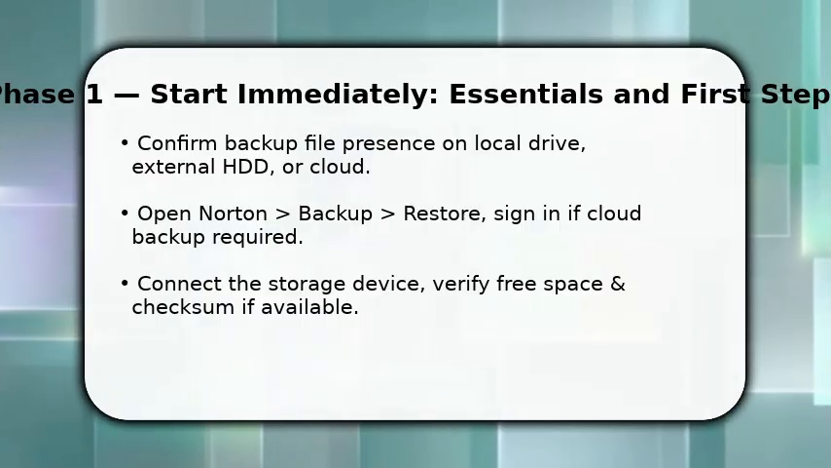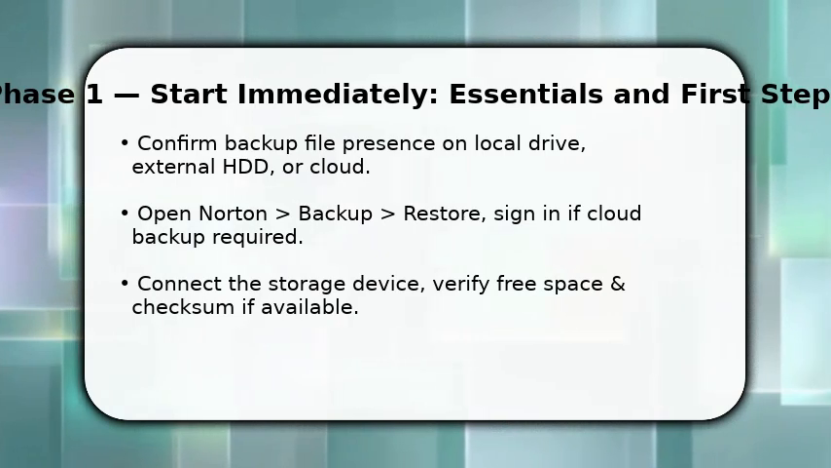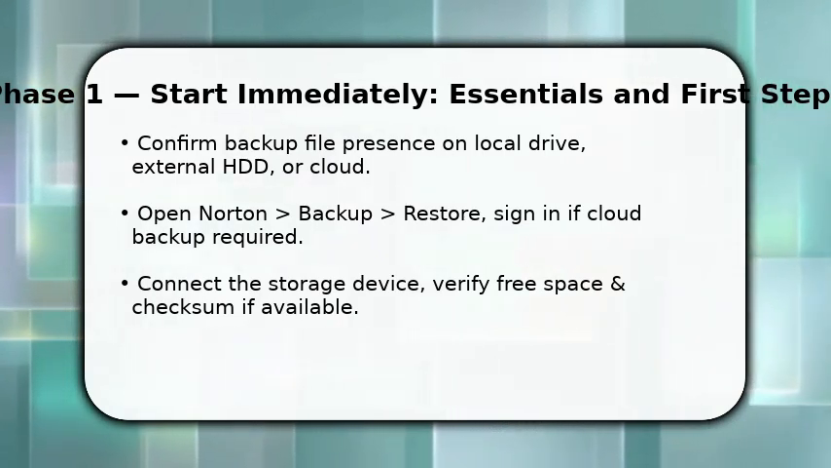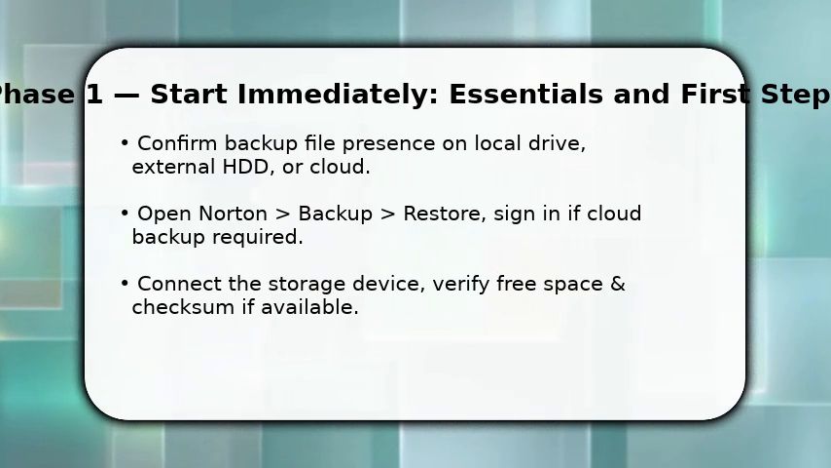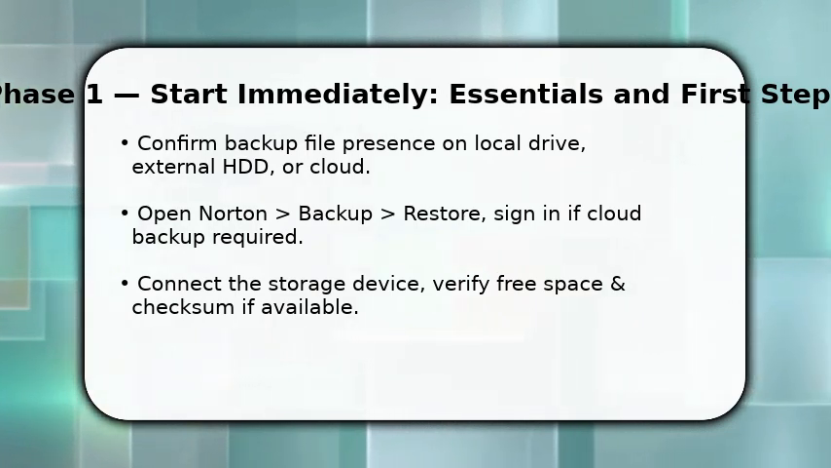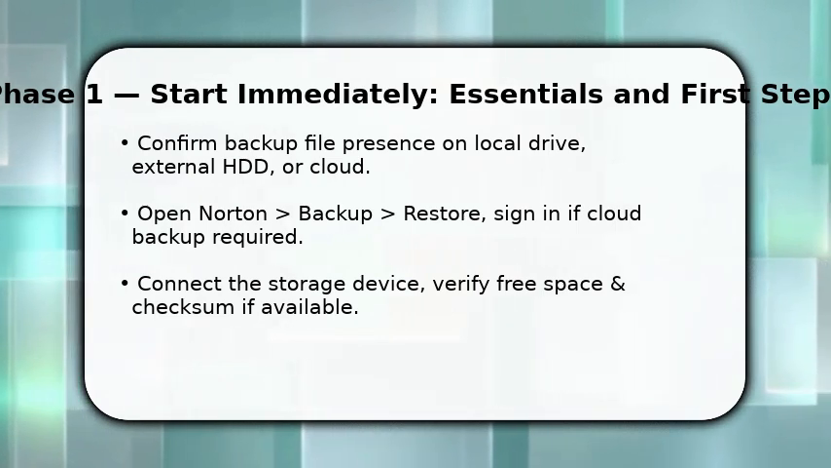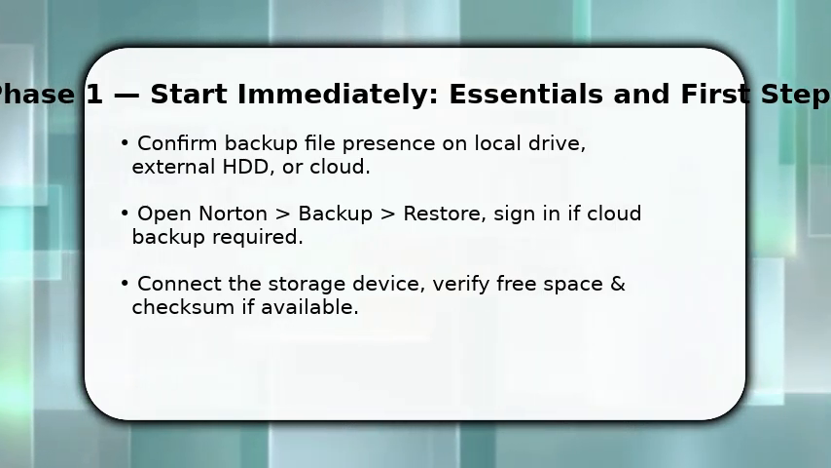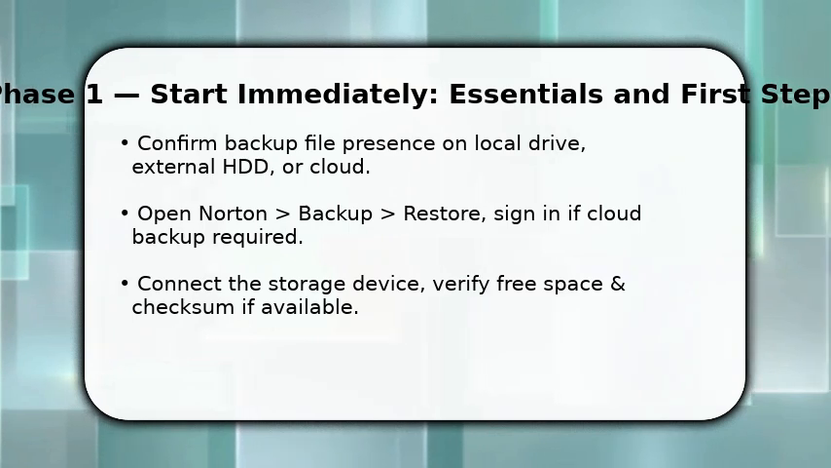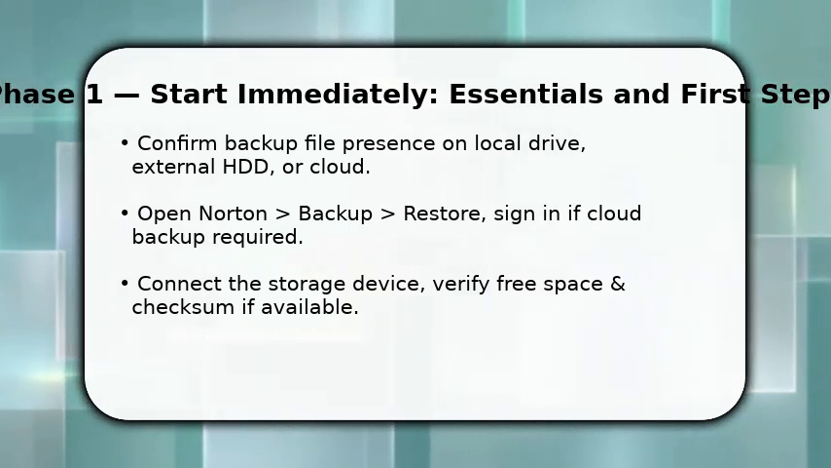You begin by opening Norton and going straight to backup, then restore. Do not detour. Authenticate if the backup is in the cloud and connect any external drive. Once connected, locate the specific backup set and confirm the timestamp and size so you restore the correct snapshot. Make sure there is enough free space on the target disk before proceeding.